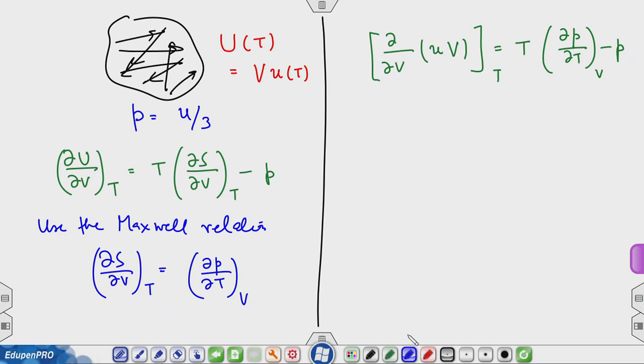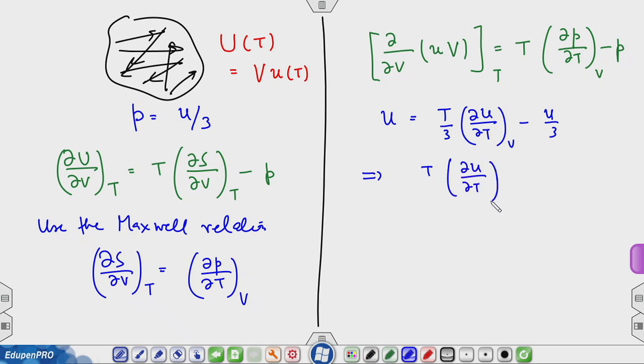Since the small u depends only on the temperature, on the left hand side I get u, which is equal to T, and for P I use u by 3. So, this gets T by 3 du/dT at constant volume, minus u by 3. And this gives you T du/dT at constant volume is equal to 4u. And that immediately implies that u_T is proportional to T raised to 4.